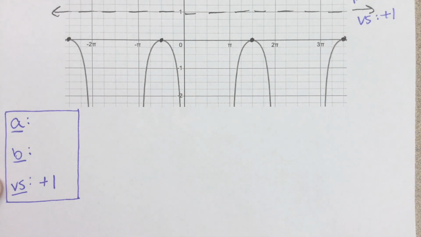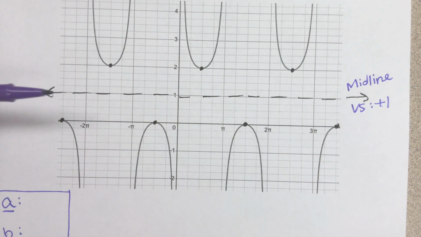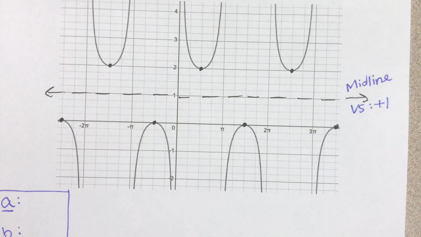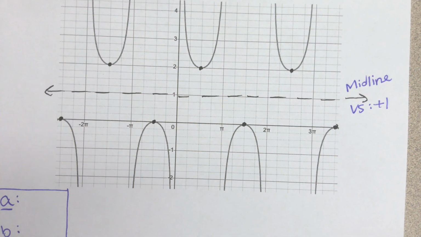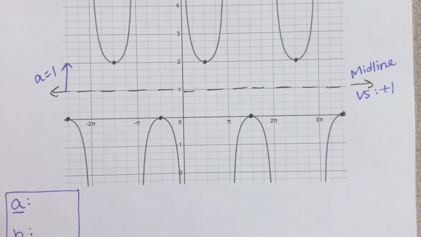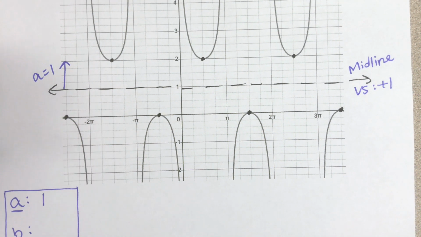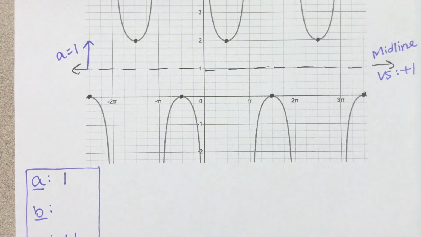Once I find vertical shift, I can very easily find my A value. Remember, A is just how far up or down you go from the midline, and in either direction, it's going to be 1. So A equals 1 here. Now again, whether it's positive or negative, that can change from equation to equation, so I'm just going to say 1 for now. B, this is where we really struggle the most, is finding the B value.